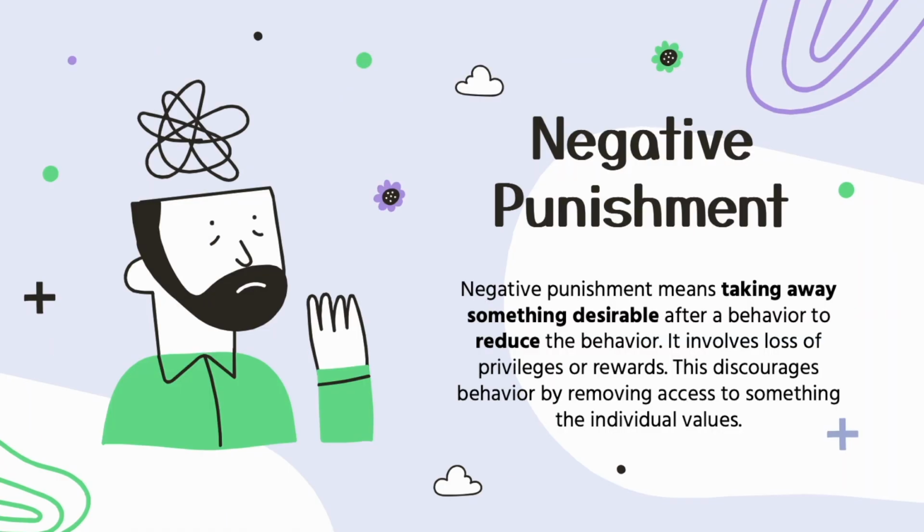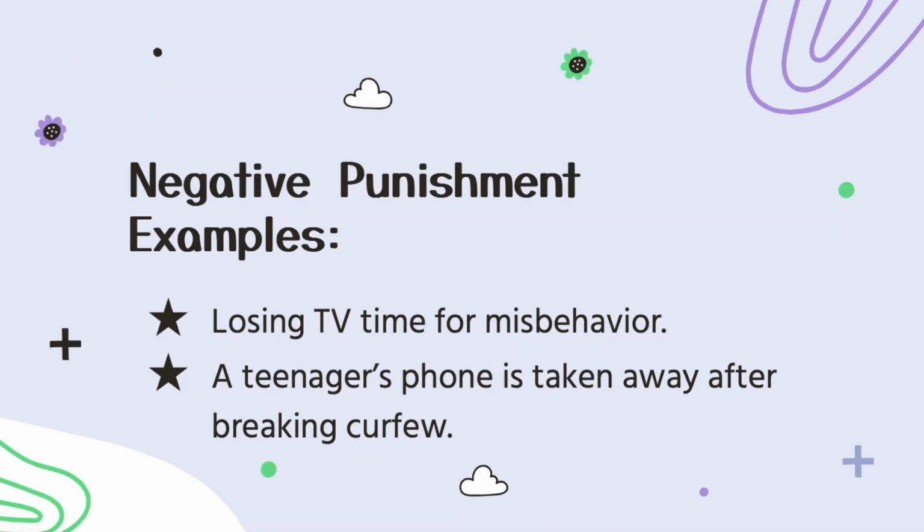Negative punishment. This means taking away something desirable after a behavior to reduce the behavior. It involves loss of privileges or rewards. This discourages behavior by removing access to something the individual values. A couple examples of this are losing TV time for misbehavior. They did the behavior you don't want them to do, so they lose the thing that they like. Another one along the lines of this, a teenager's phone is taken away after breaking curfew. The bad behavior is breaking curfew, they're losing the privilege of their phone.